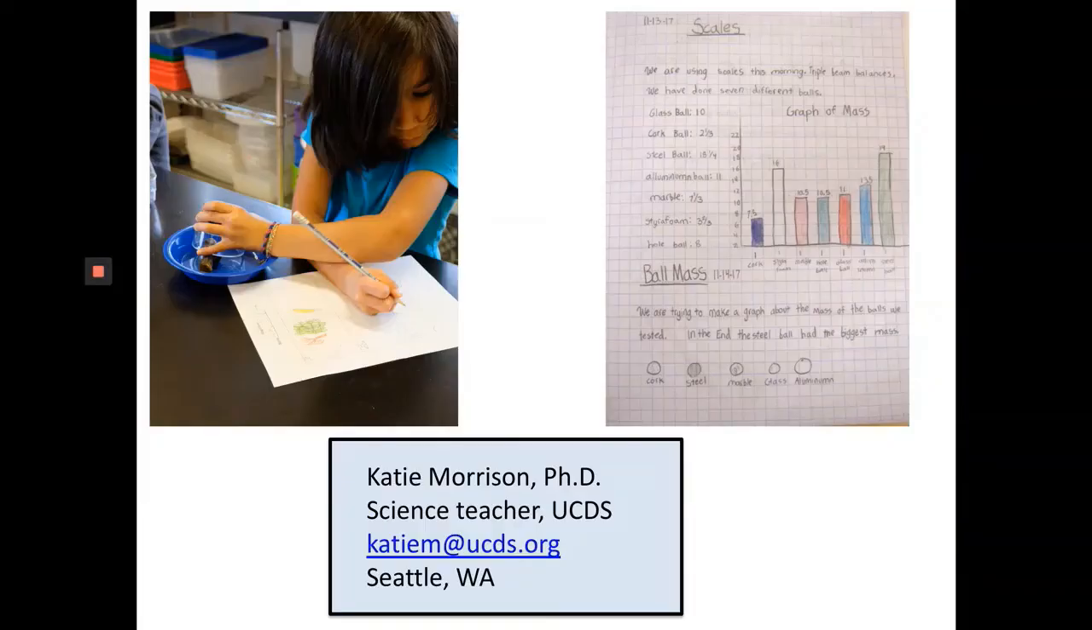Lab notebooks provide a platform for students to document their discoveries in a way for teachers to assess student understanding. Create opportunities for the lab notebook to be authentic and essential.